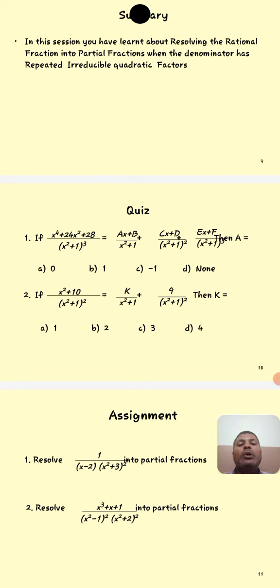So for resolving into partial fractions, there are 4 methods in total. Among these 4 methods, one is non-repeated linear factor, repeated linear factor, non-repeated irreducible quadratic factor, and repeated irreducible quadratic factors. Okay, are you understanding clearly?